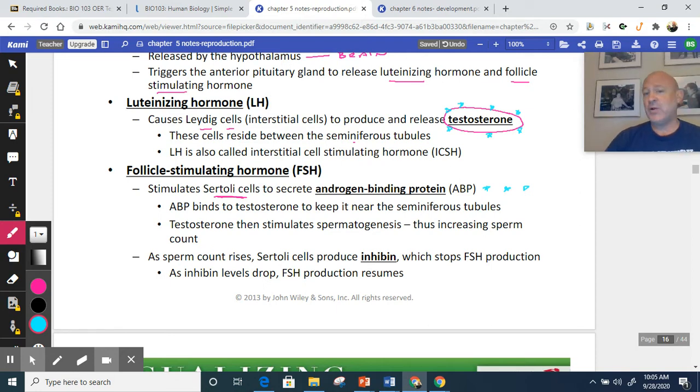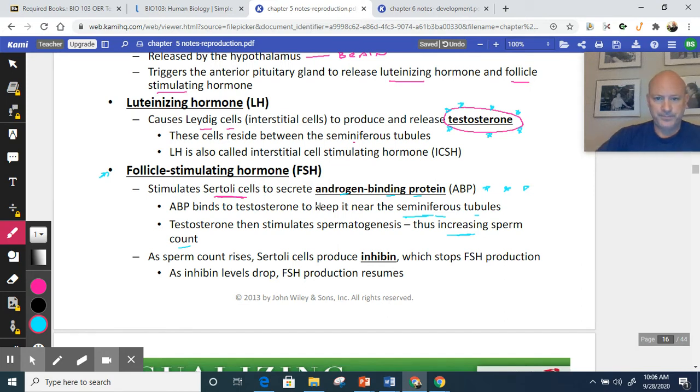So the tendency for any hormone once it's produced is to get picked up by the blood and travel. But we're trying to keep the testosterone localized. And that's what this androgen binding protein does. It keeps it near the seminiferous tubules and allows that hormone, testosterone, to stimulate the process of producing cells, which in turn should increase the sperm count. As the sperm count rises to an acceptable level, the Sertoli cells will then produce inhibin. Inhibin will stop the production of follicle stimulating hormone.